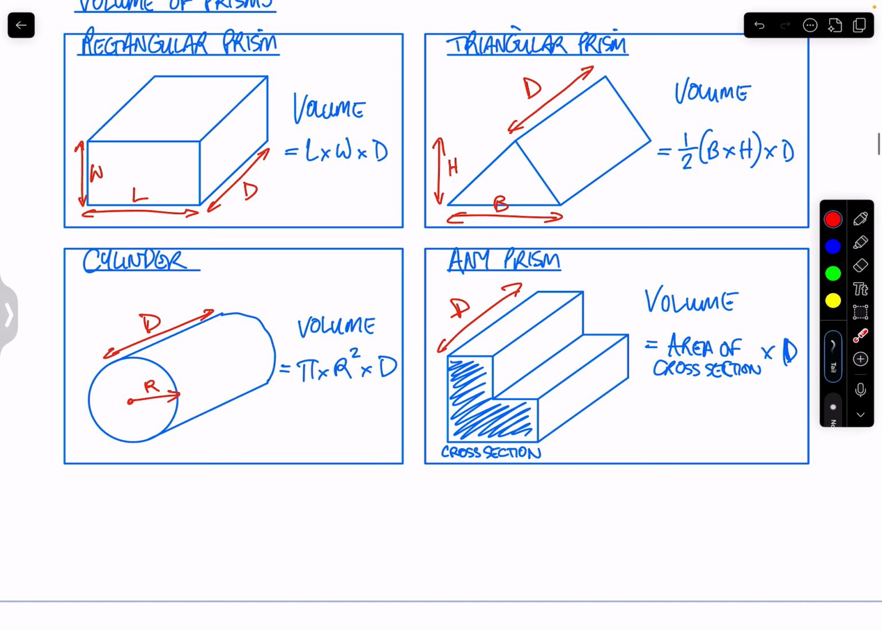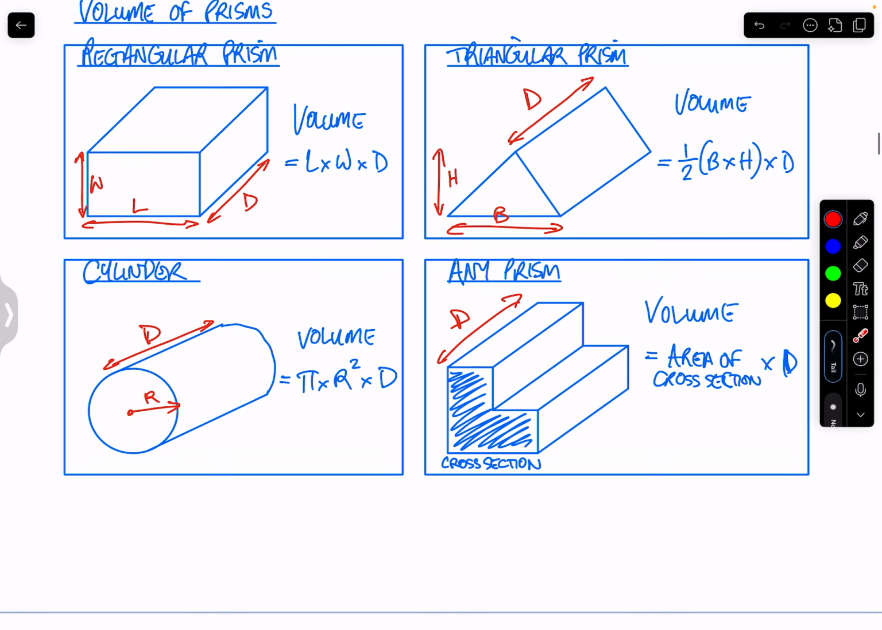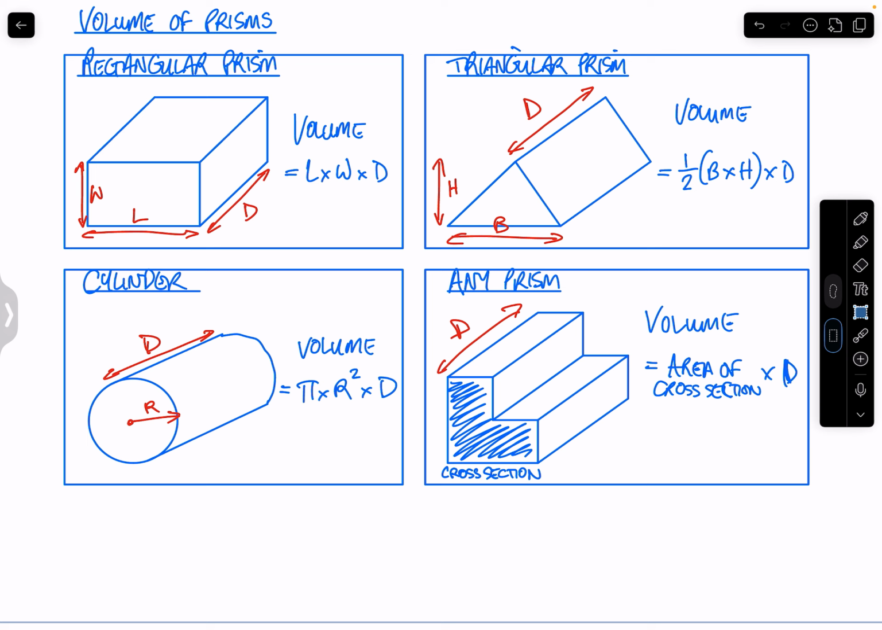And then lastly, you don't have a formula for an L shape, but you could break that up into a couple of rectangles, for example. As long as you know the area of the shape on the end of the prism, and you times it by the depth, you're going to have the volume of it. That's why the formula for the volume of any prism is the area of the cross-section times the depth. Okay, so I'll use that to help you with the first.